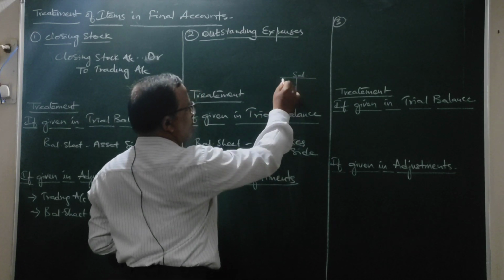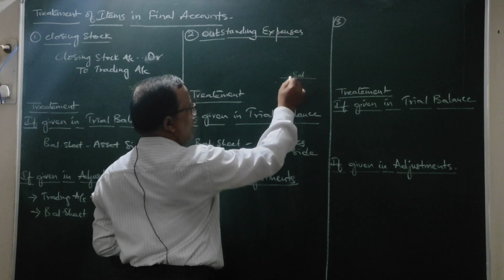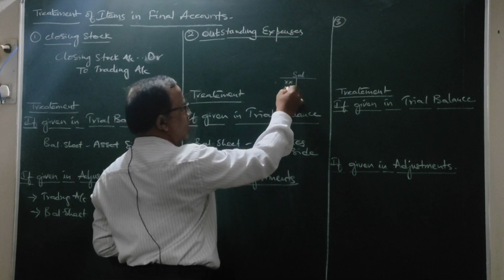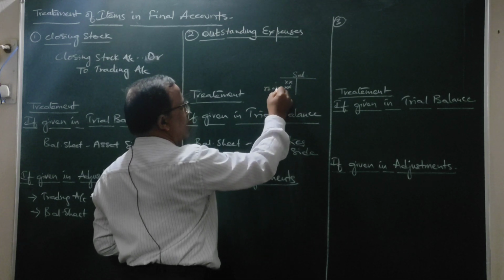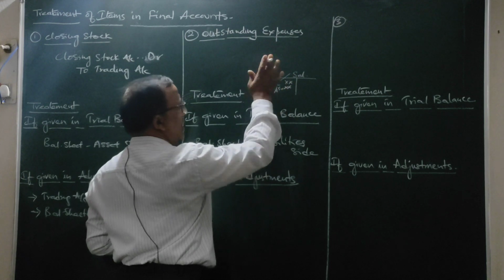Salaries account, being an expense account, will show a debit balance here. Salaries opening balance will be a debit balance because it is an expense account. Outstanding salary we should add to this, so you should post it here. So this is to outstanding salary. Your entry runs like this: salary account debit to outstanding salary.